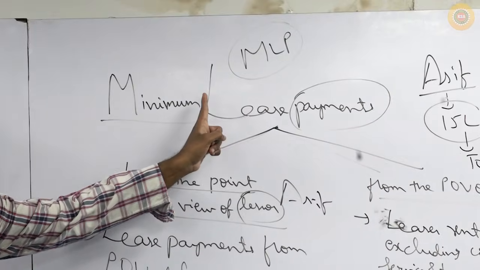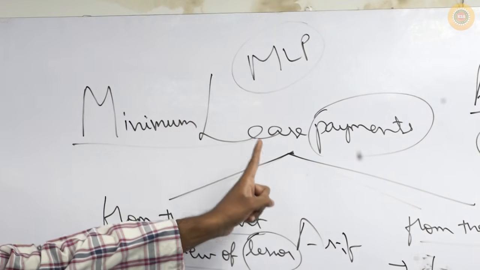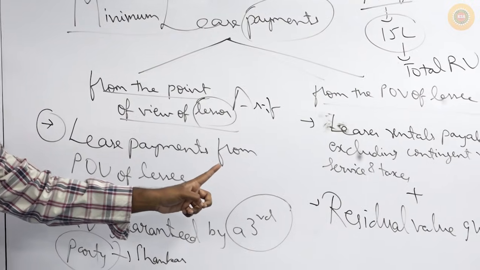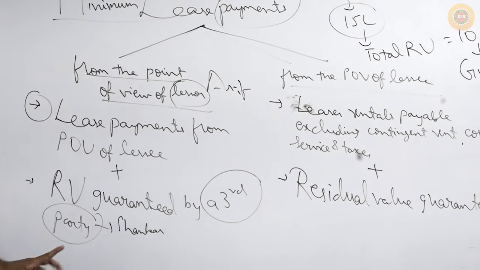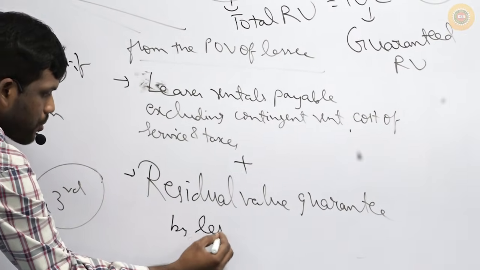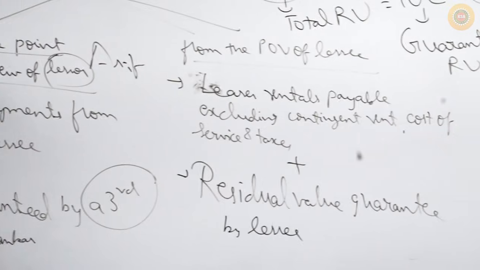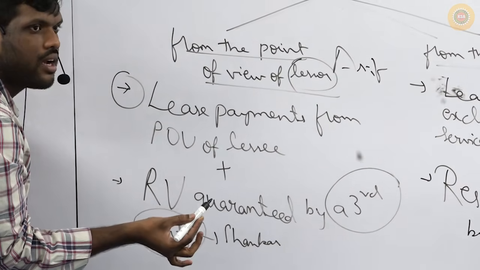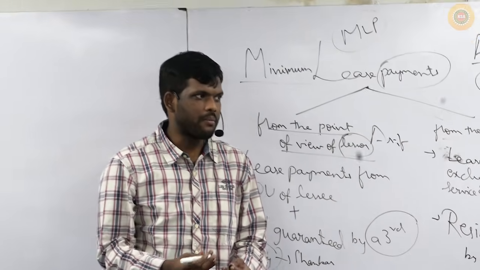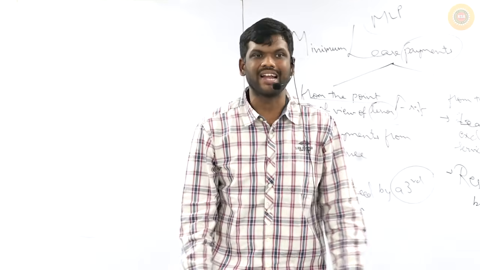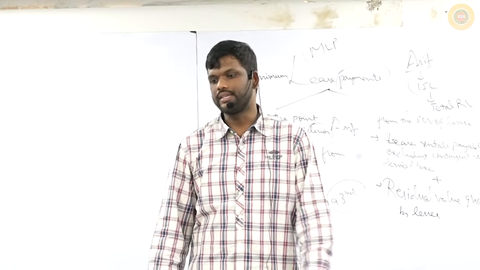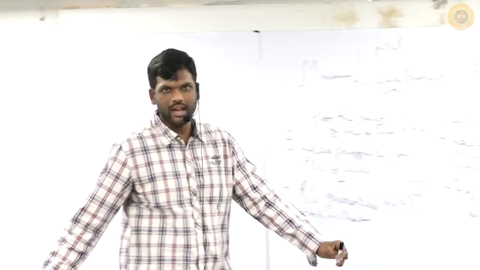MLPல கவனி, inside MLP's definition we will never include unguaranteed residual value. பாரு என்ன வருது? Residual value guarantee given by lessee இங்க வரும், கரெக்டா? இங்க residual value guarantee given by third party. ஆனா unguaranteed residual value எங்கேயுமே வரல. It will not come also. Remember, MLP will exclude unguaranteed residual value. Super. எல்லாரும் பாருங்க.